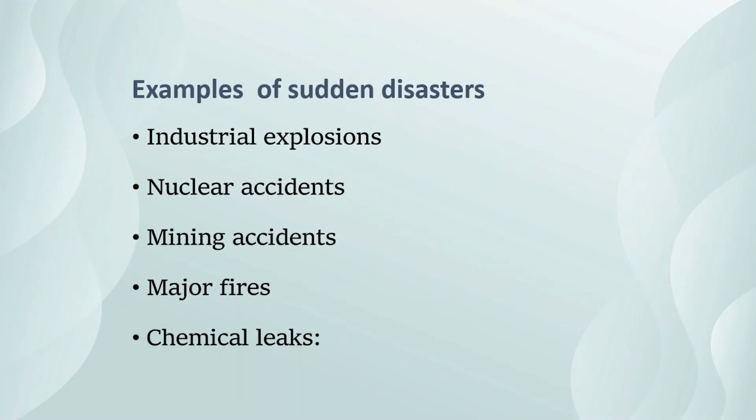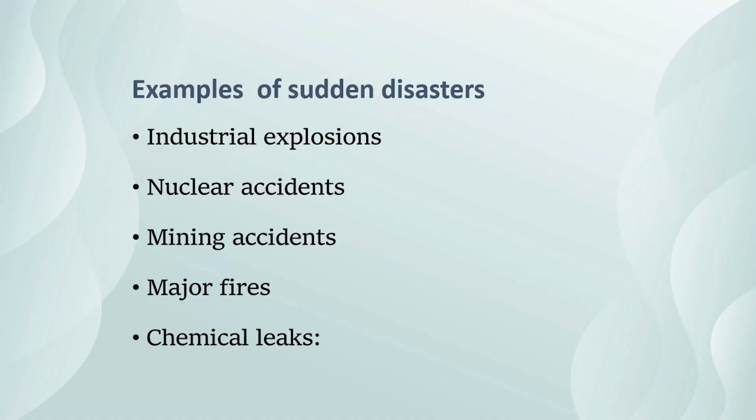The examples of sudden disasters: industrial explosions, where explosions occur in manufacturing plants, refineries, or warehouses due to equipment failure, combustible gases, or chemical reactions. Such incidents can instantly destroy infrastructure and cause severe burns. Respiratory diseases and fatalities are also seen in case of industrial explosions.